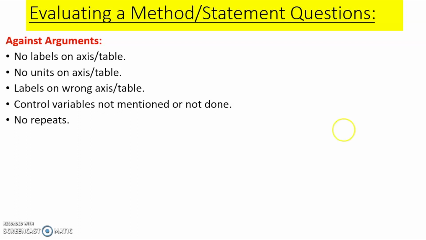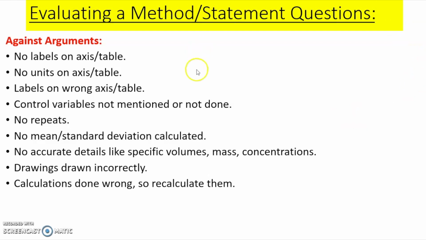You want to look at repeatability, okay? So are there repeats in the experiment? Has there been any calculations conducted? Can you then calculate the mean if there are no repeats, okay? And that would then link directly to your accuracy, okay? So you want to look at your specific volumes, your mass, the concentrations, okay?